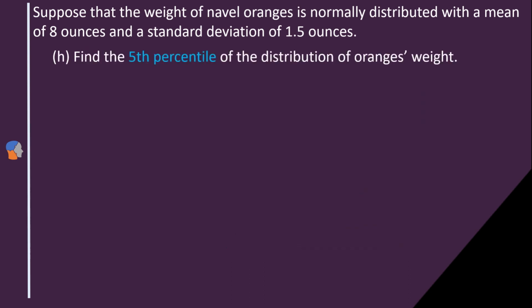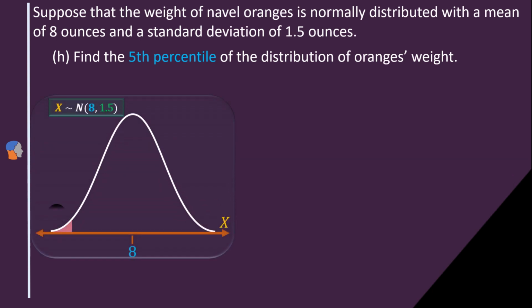Find the 5th percentile of the distribution of orange weight. Yes, it is similar to the previous one, but here we consider the 5th percentile. Again, this problem asks you to find the x value from a probability. So find the x value that has 5% of the area from the left corner. We always consider the area from the left corner to find the percentile. The value on the x-axis is named as P5. Therefore, we need to find the P5.